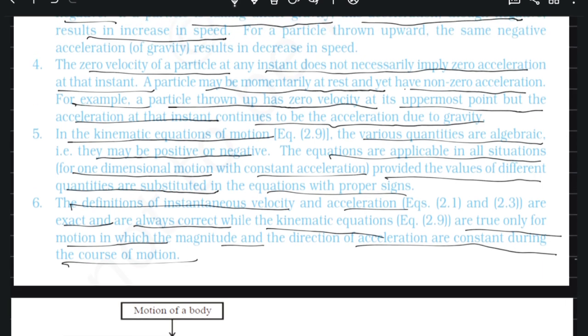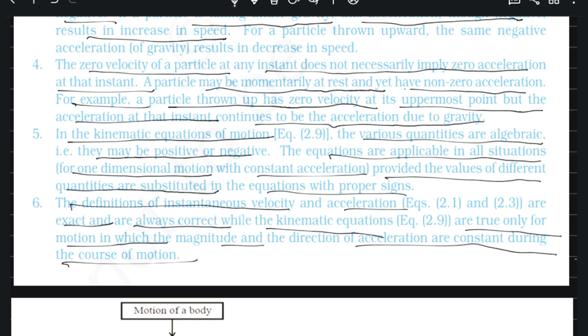Last statement: what they are telling is that the definitions of instantaneous velocity and acceleration are exact and always correct, while the kinematic equations are true only for motion in which the magnitude and direction of acceleration are constant. We find instantaneous velocity as dx/dt and instantaneous acceleration as dv/dt, right? So they are always true. But v = u + at and s = ut + (1/2)at² are only valid when the acceleration is uniform.